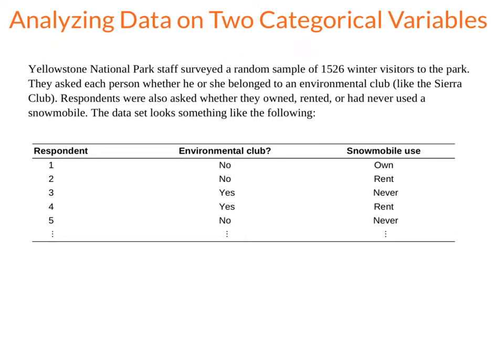So let's say that the Yellowstone National Park staff surveyed a random sample of over 1,500 winter visitors to the park. They asked each person whether they belonged to an environmental club, and they also asked them about their snowmobile use, whether they owned or rented a snowmobile, or if they'd never used a snowmobile before. So this is what the data will look like for the first 5 respondents. Obviously, we're not going to show all 1,500.